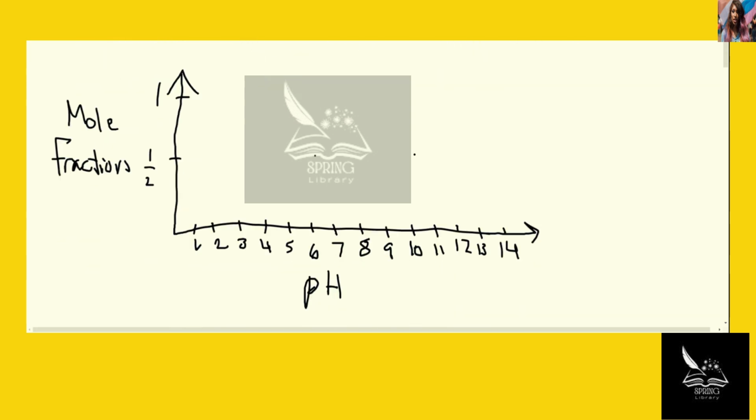So let's start with the carbonic acid. At low pH, it comprises the entirety. And then it goes down and it tapers off to nothing.